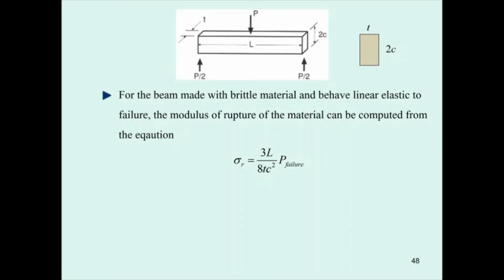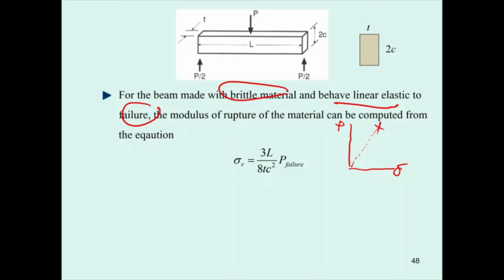Okay, now what is the maximum stress for a beam with brittle material? We have linear elastic behavior to failure. The beam is going to behave like this. This is P, this is delta, and then it's going to have the behavior like this and fail here. So this is the linear elastic.